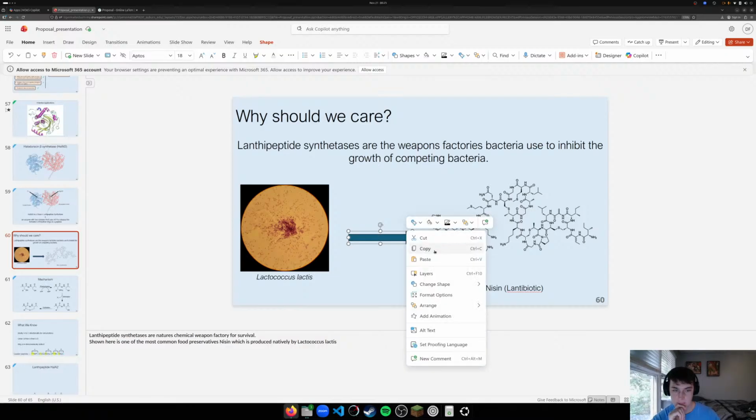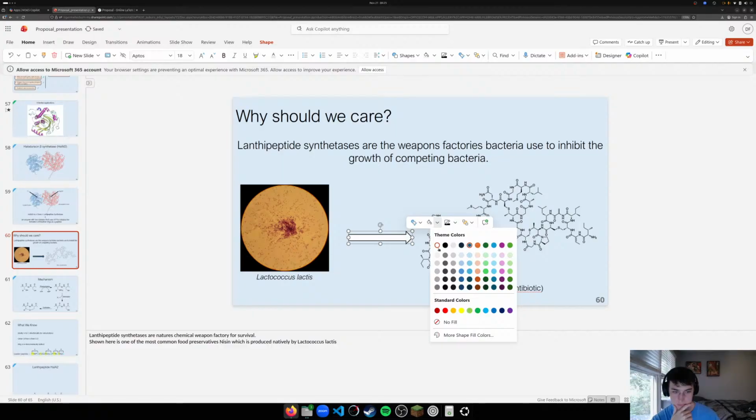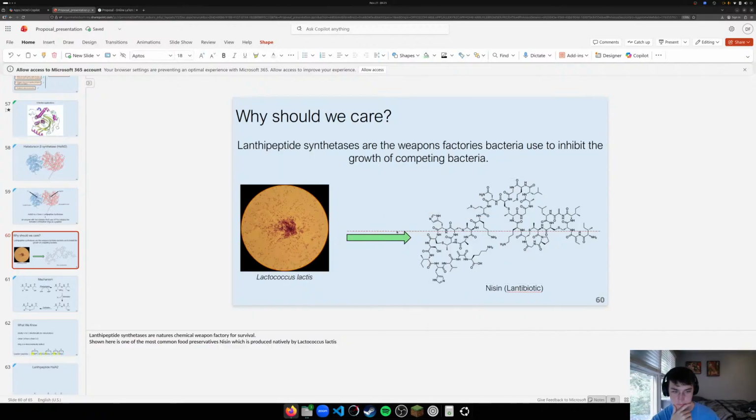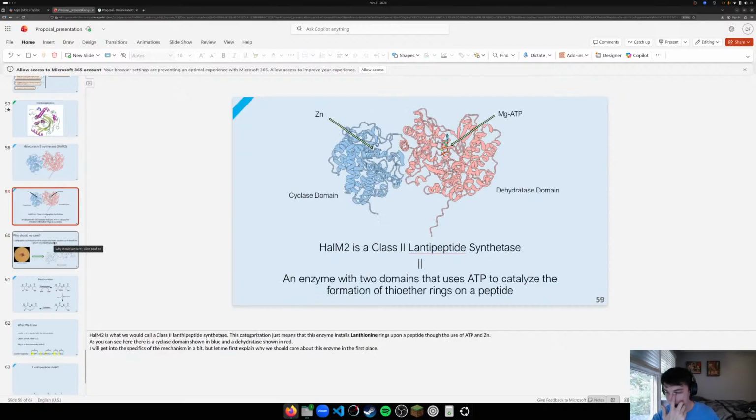All right. So I always like to have a little bit of color. Maybe like that. So here's one of the most common preservatives, nisin, which is produced natively by Lactococcus lactis. And then I'll probably do another slide. I don't know, does this really hammer in the point though?